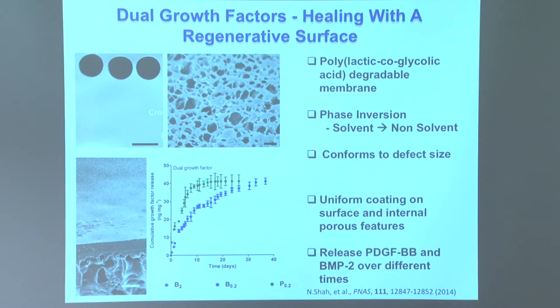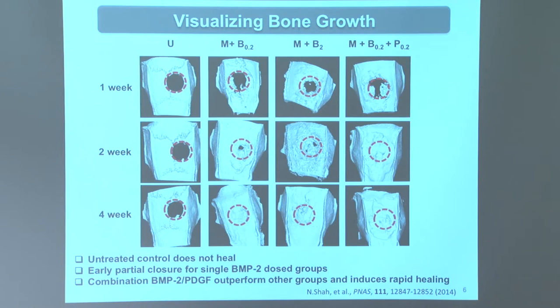You can see that there's a somewhat more rapid release of the top drug simply because of surface erosion, but there is some underdiffusion. This is essentially due to intermixing of the layers. And when we look at these systems, we see that we can heal large defects. Here we have the control. Here we have the membrane coated with 0.2 micrograms of the BMP2 in this layer-by-layer form, and this is a rat cranial defect.